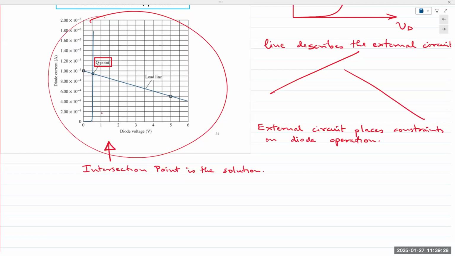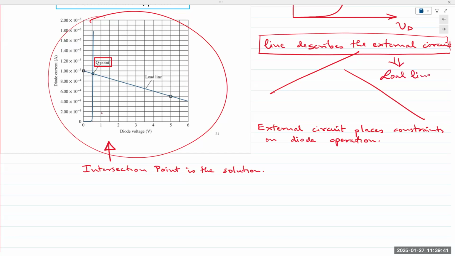So the question being asked, what is the load line supposed to be? The load line is basically the line that describes the external circuit. So this is referred to as the load line. And then we'll look at how we draw the load line. Yes, the entire external circuit. The load line is the plot that describes the external circuit. In this case, it describes the voltage source and the resistor.